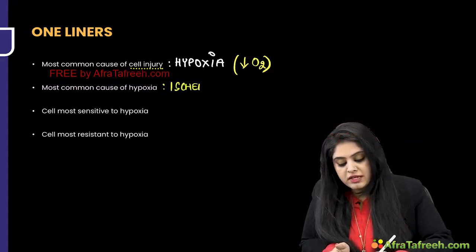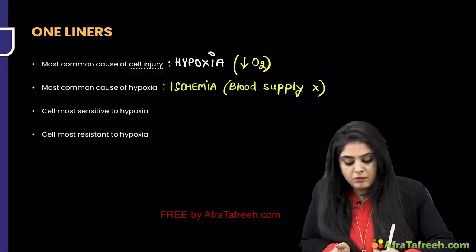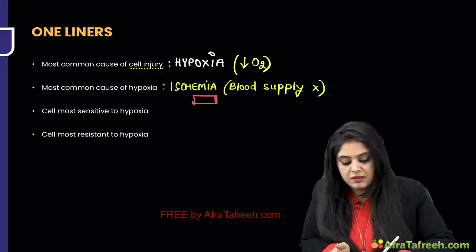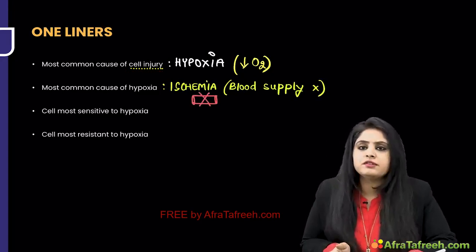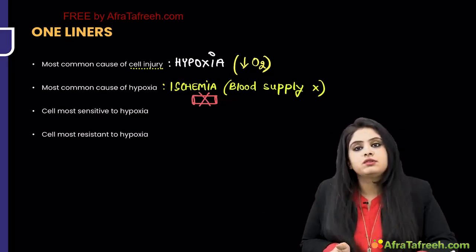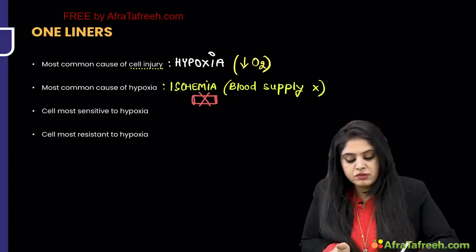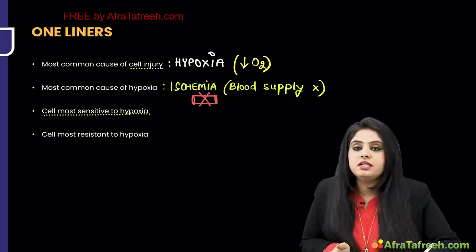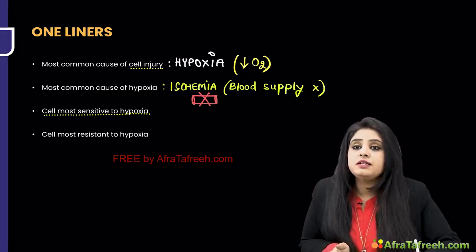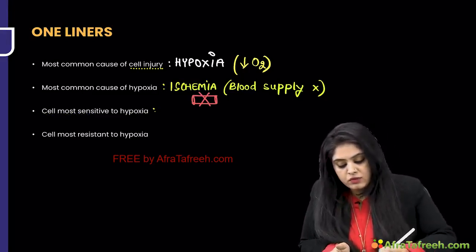What do you understand by ischemia? Ischemia means that the blood supply has been somewhere hampered. So there is some problem that has happened in the blood supply, be it maybe because of atherosclerosis or any other reason. So when the blood supply is going to go down, that is when oxygen will go down. The next question, which is the cell which is most sensitive to hypoxia, meaning which is going to give up at the earliest way as soon as hypoxia happens, and that cell is going to be the brain.